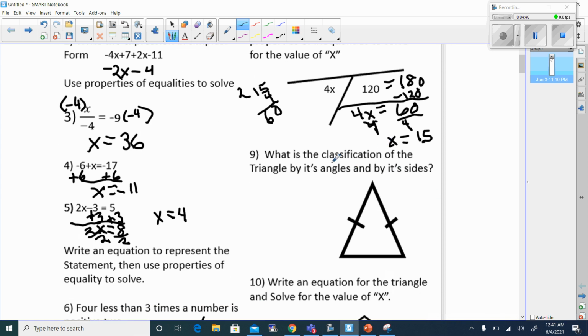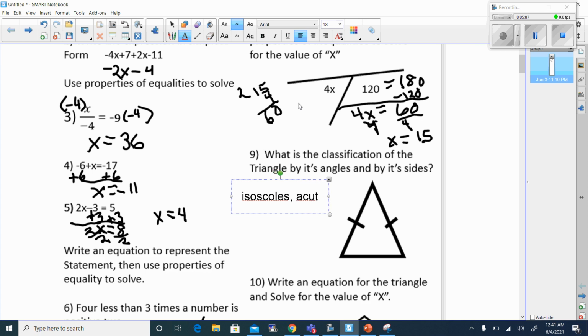What is the classification of this? Well, this is an isosceles triangle because 2 sides are the same. So I would say isosceles. And it's also acute because all the angles are less than 90 degrees. So I'm going to go with isosceles, comma, acute. All right. And I think I spelled isosceles wrong. Let's see. There we go.